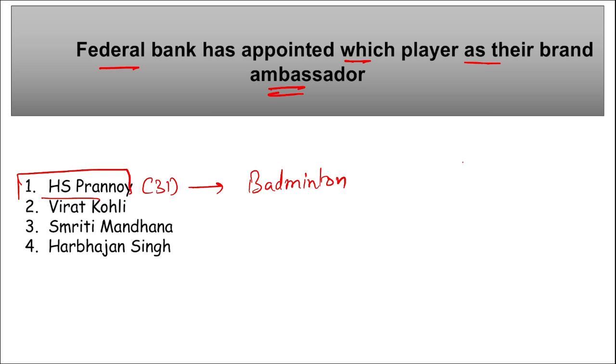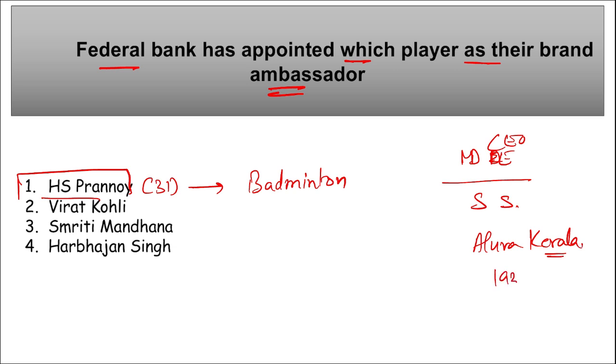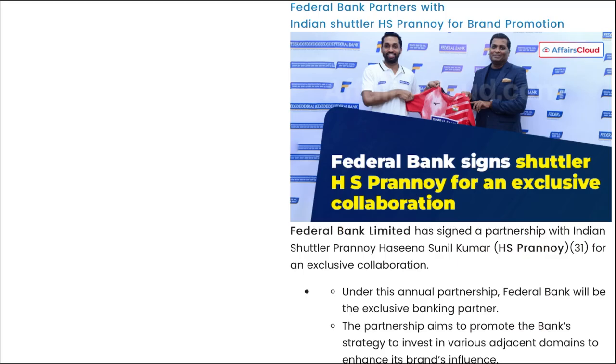Correct? If we talk about Federal Bank, who is the managing director and chief executive officer? Shyam Srinivasan. Headquarter is in Aluva, Kerala, and it was in 1931 that this was established. Here you can see H.S. Pranoy. He has been appointed as the brand ambassador of Federal Bank.